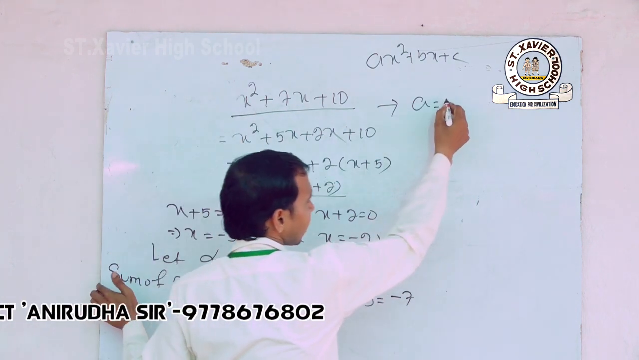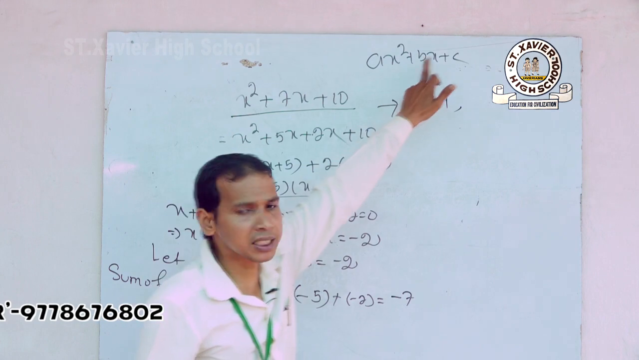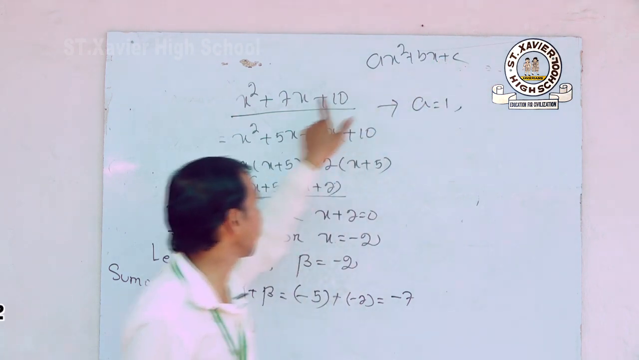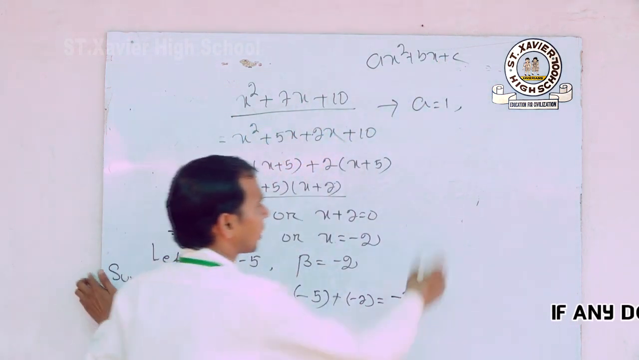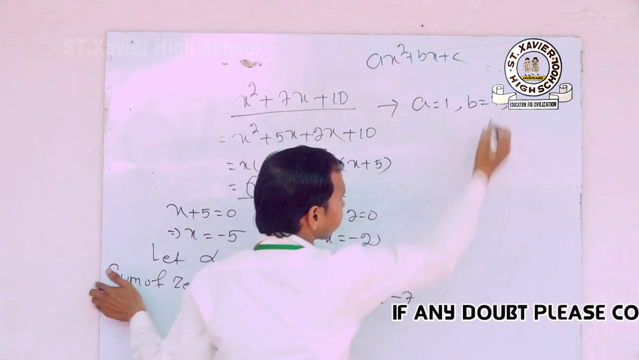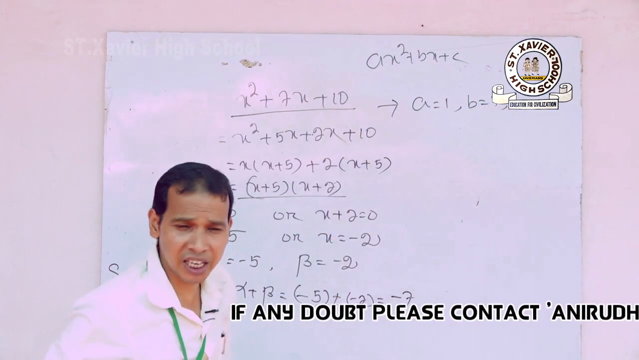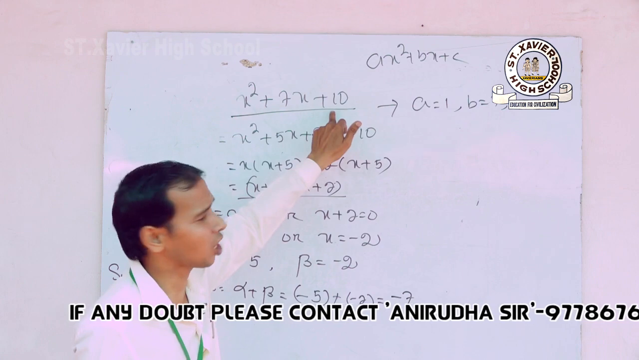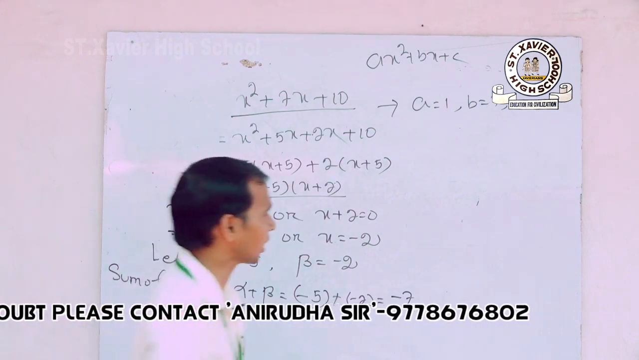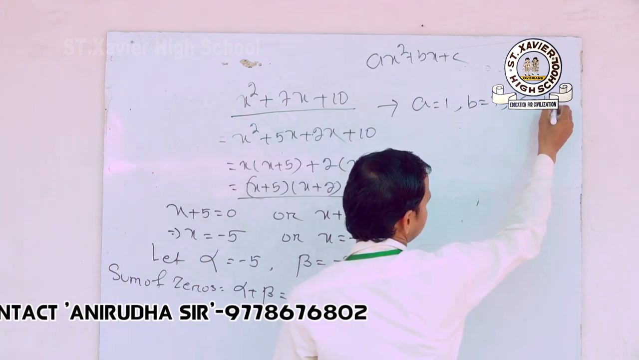Okay. So a here is 1. And b is the coefficient of x. So the coefficient of x here is 7, so you take b as 7. And c is the constant term. As c is the constant term, you take c as 10. Okay, so c equal to 10.